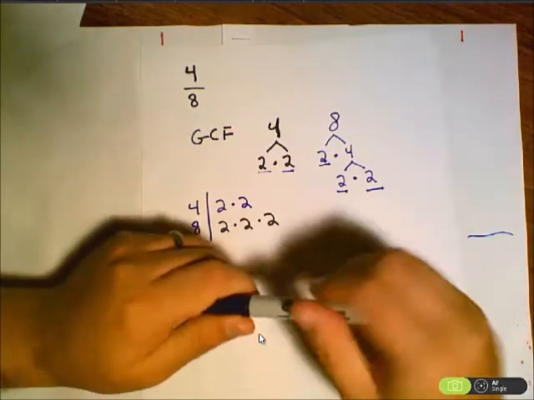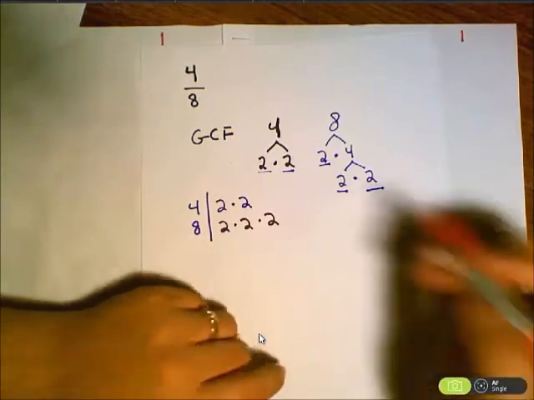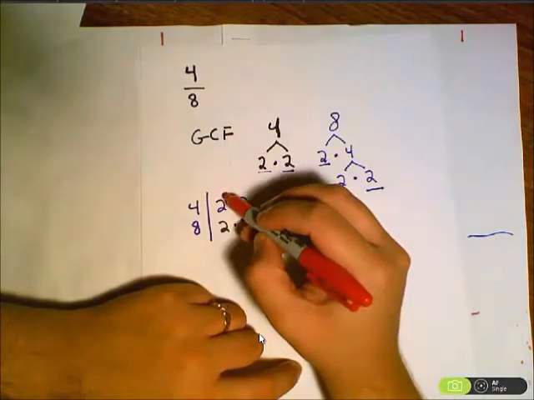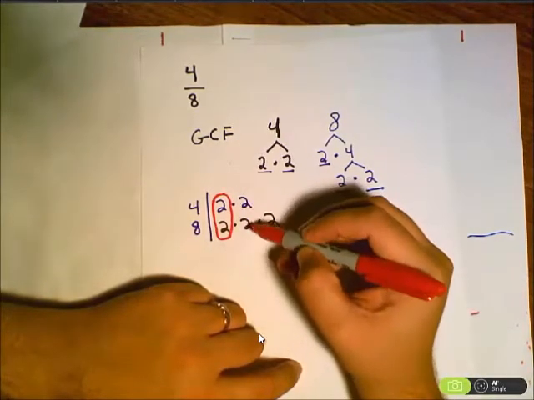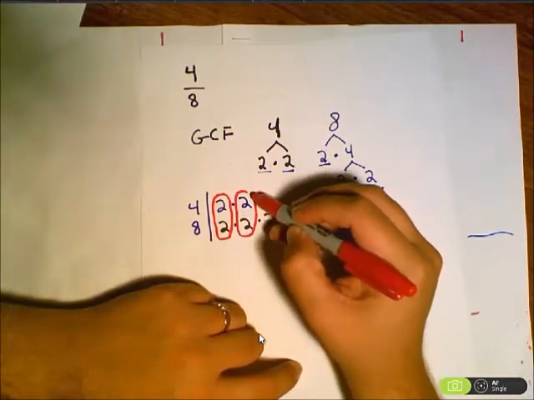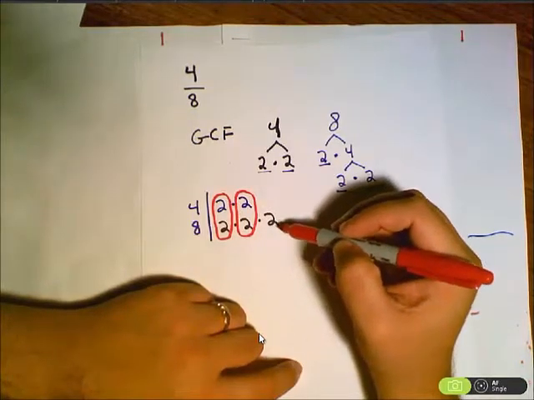What I'm going to do now is circle my pairs. What I mean by that is I have a 2 here and I have a 2 here. So I have one pair. I will circle them. Then I have a 2 here and I have a 2 here. So I will circle that pair. Do I have a pair for this 2? No. So I will not need that 2 for my next step.